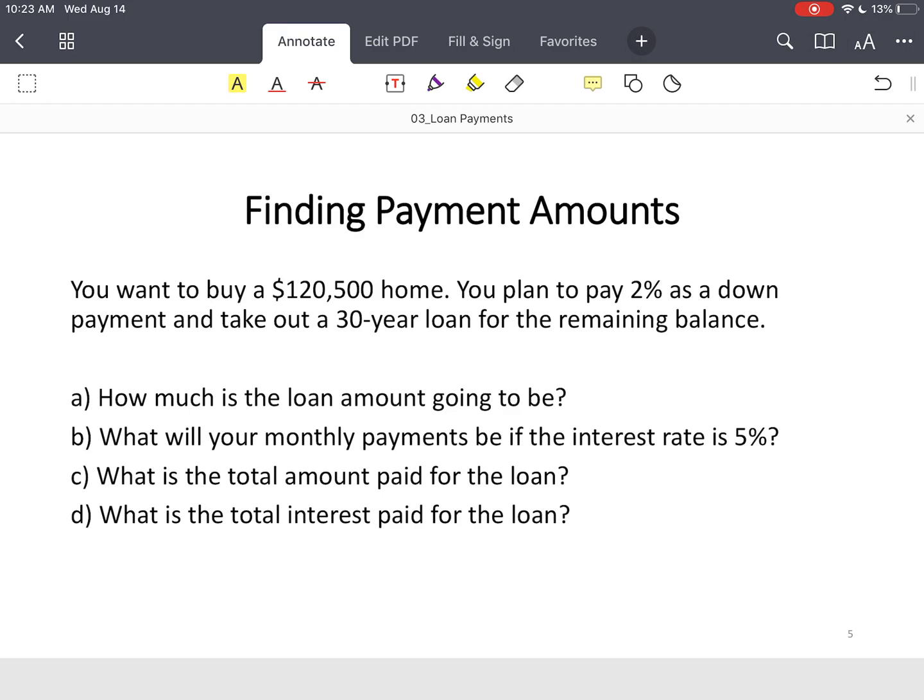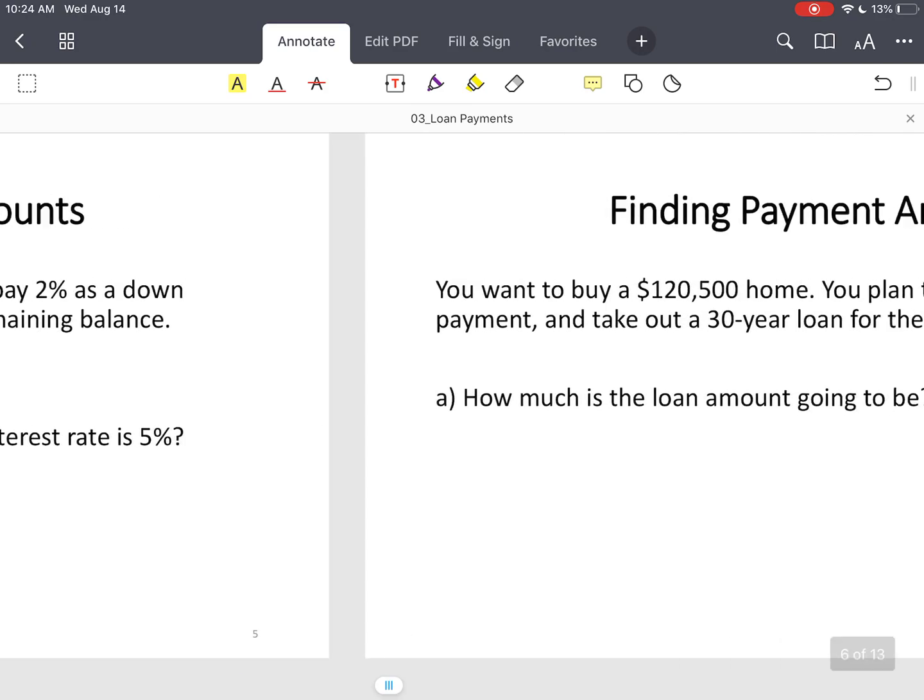All right, we've got 4 questions, and probably the next 4 slides, I'll walk through each particular question individually, but we're going to review them here. So the first question, what's the loan amount? Second question, what's the monthly payment if the interest rate is 5%? What's the total amount paid for the loan? And then what was the total interest paid for the loan? So 4 distinct questions. So the next 4 slides will answer each one of those questions in turn. All right, so let's go to the first question. How much is the loan amount going to be?